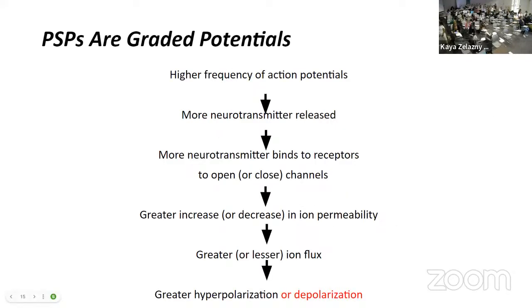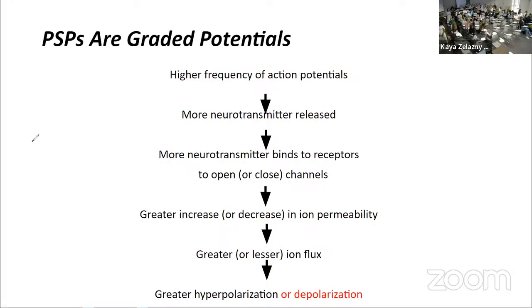So we can also think about this in flowchart form. These EPSPs and IPSPs are graded potentials. Okay. So we're thinking we've got our presynaptic neuron with axon terminal, and we've got our postsynaptic neuron. Okay. So what we're saying is happening here.